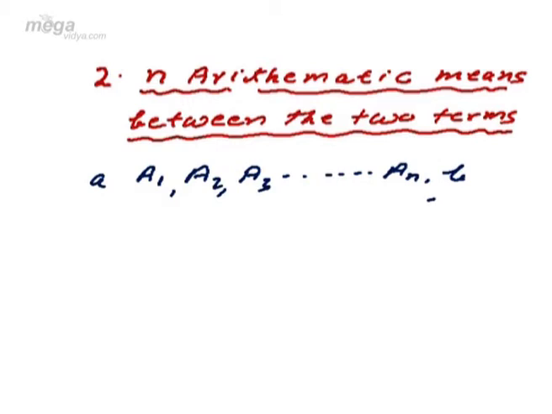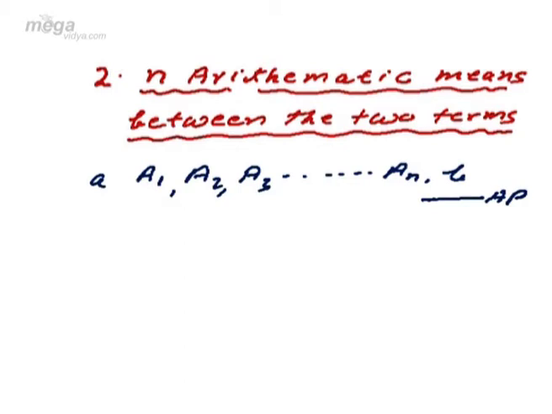Because of this, the sequence is in AP. For this AP, a is the first term and b is the last term. The total number of terms in this sequence is n plus 2, because you know we are inserting n arithmetic means between the two terms A and B. The total number of terms will be n plus 2.